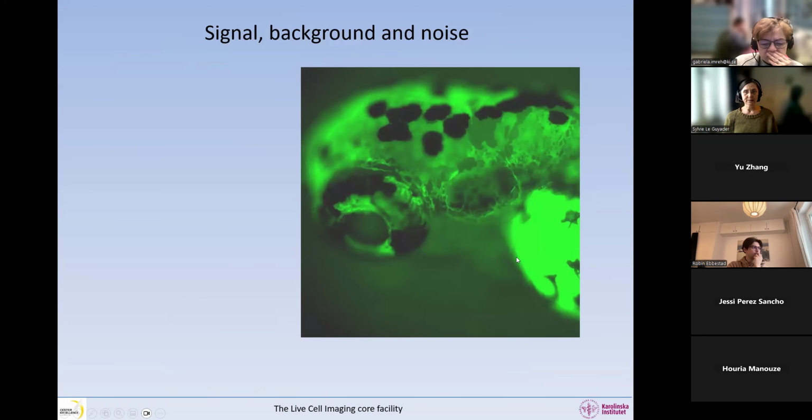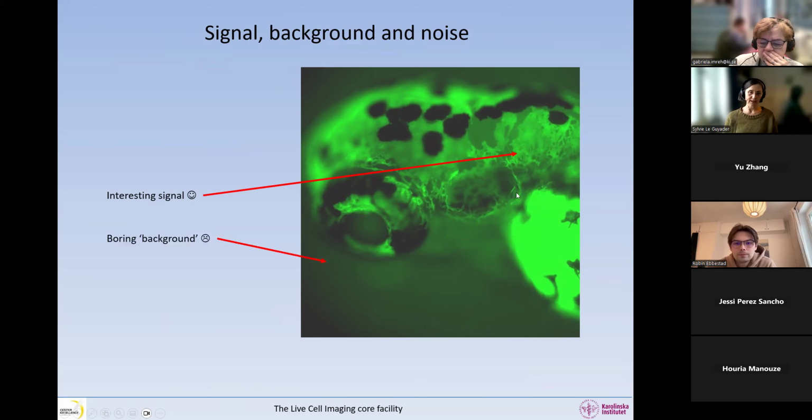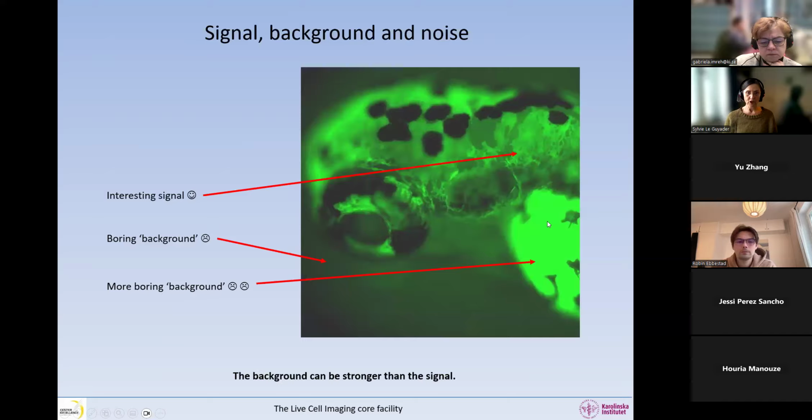Here is a nice zebrafish embryo. They are autofluorescent. So we get, oh, interesting, these cells are fluorescent. This is our signal. This is what we would like. Unfortunately, there's a lot of autofluorescence around, and we say, oh, that is a boring background. We also have this yolk that is superfluorescent. That is a very boring background. So you can see that the background can even be stronger than the signal in some cases. Basically, the background is fluorescence, but it's the stuff you do not want.